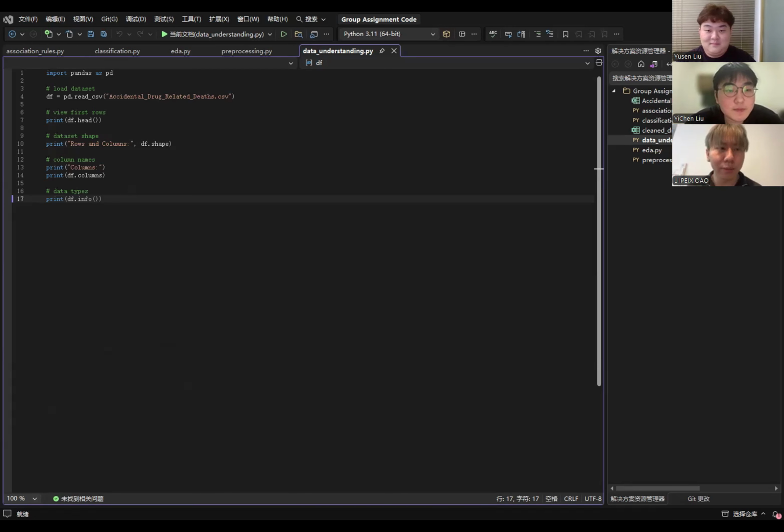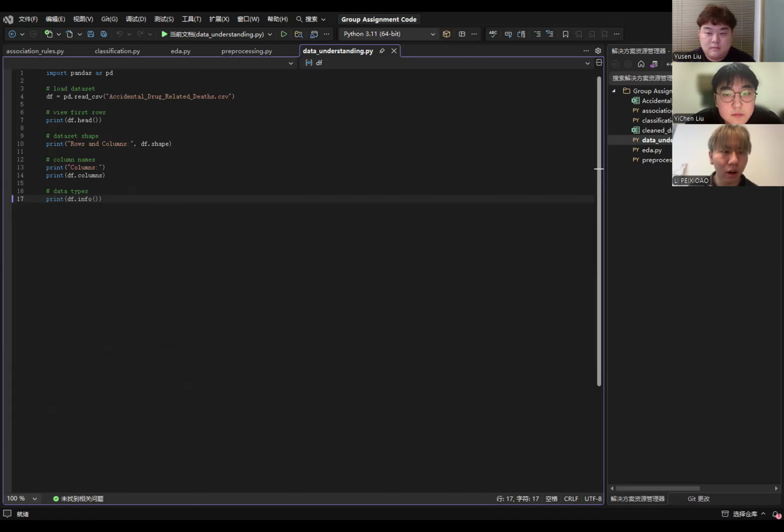In this demo, I will explain the first part of our project, which includes the data overview, pre-processing, and exploratory data analysis. Our project uses accidental drug-related disease data, and our aim is to prepare the data properly before applying the data mining techniques. Here we have our business fields. We separated the project into data understanding, pre-processing, EDA, classification, and classification real meaning. This makes the workflow clearer and easier to explain.